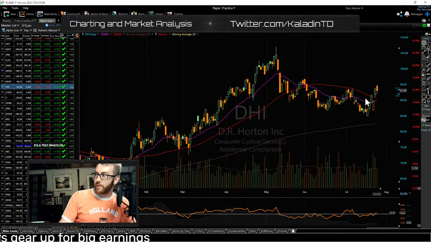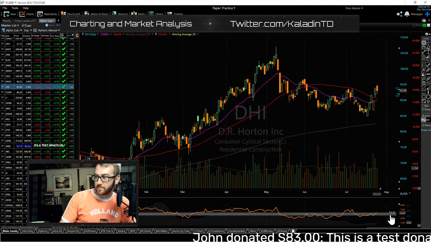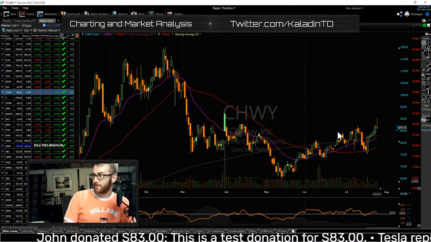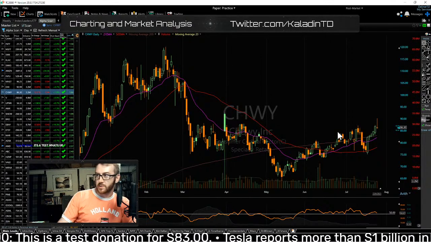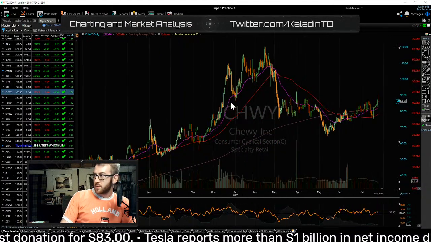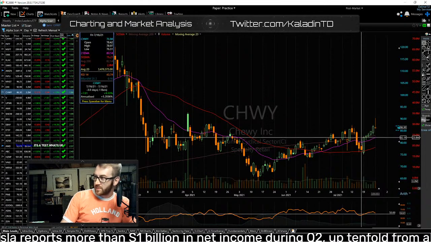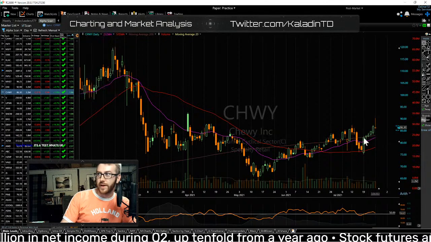DHI, nice break above the 50 here. Not a great close today, but nothing too worrying anyway. It's a bit of an RSI divergence right here. Kind of a poor close on Chewy. Looks like it's kind of barely hanging on to the 200 right now. Did have some nice volume on this 10% move day right here.